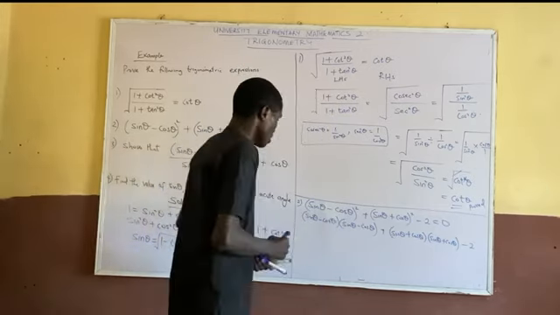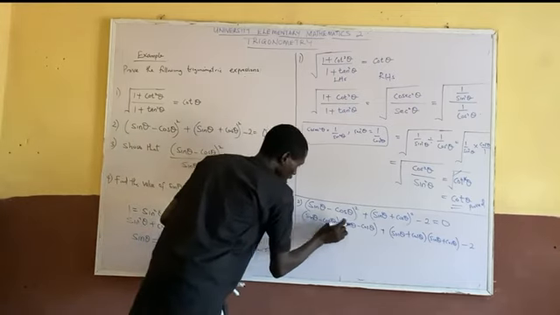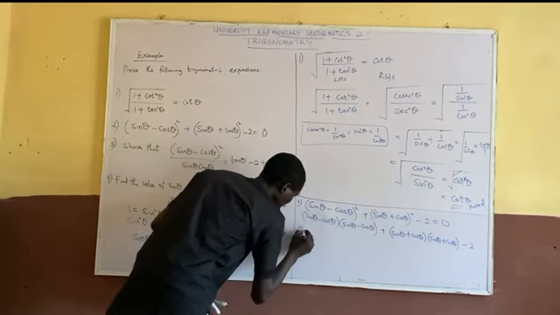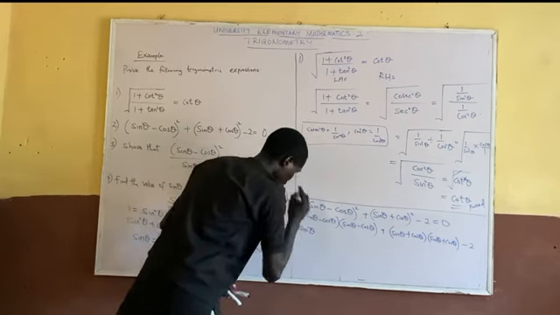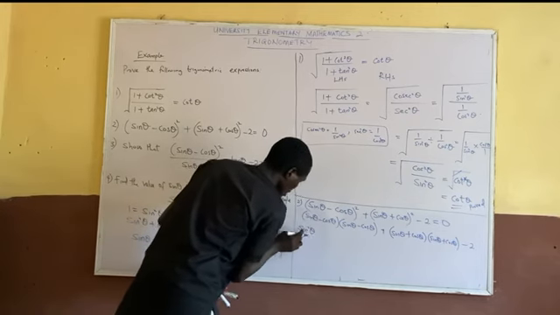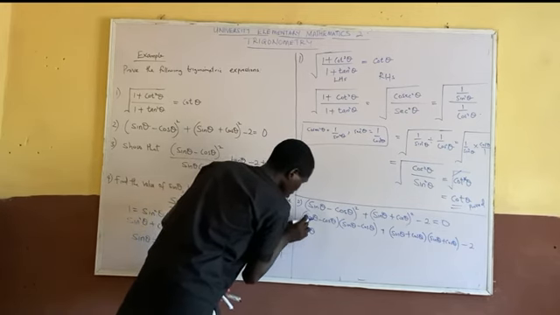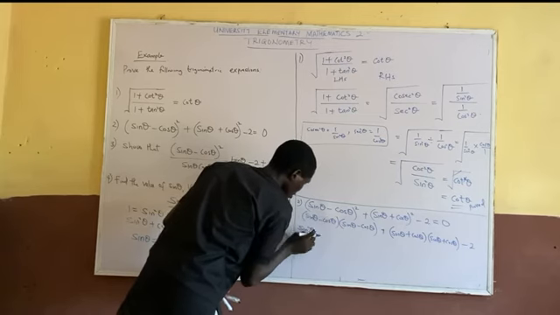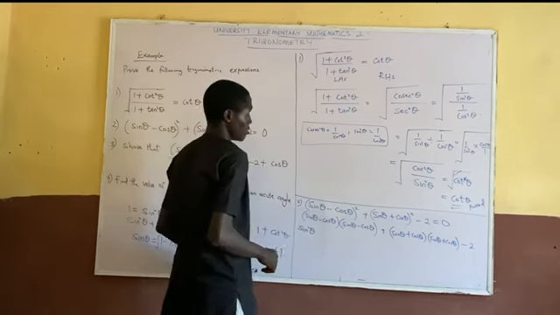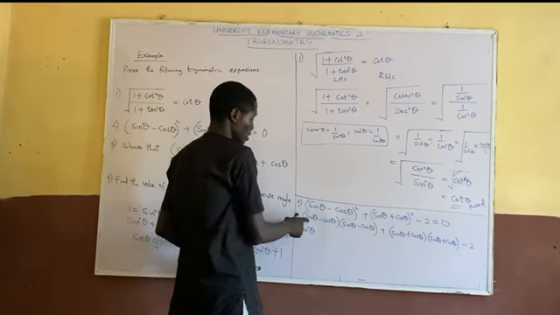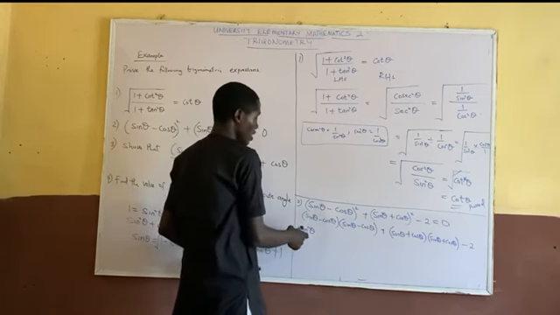Now, from here, sin theta times sin theta will give you sin square theta. Mind you, look at this. You don't square theta; only the function is squared. Sin times sin will be sin square theta.